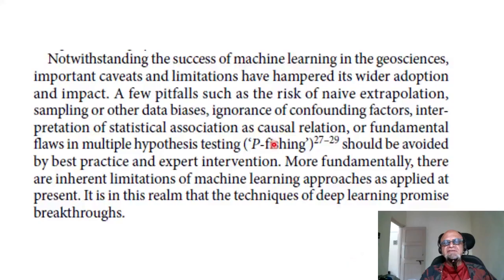paper. Notwithstanding the success of machine learning in the geosciences, important caveats and limitations have hampered its wider adoption and impact. A few pitfalls, such as the risk of naive extrapolation, sampling or other data biases, ignorance of confounding factors, interpretation of statistical association as causal relation. So this is always the danger with statistical approaches. Correlation doesn't mean causality. Or fundamental flaws in multiple hypothesis testing. It's called p-fishing, a significance fishing expedition, where you put together all the data and you try to see what may come out. These should be avoided by best practice and expert intervention.